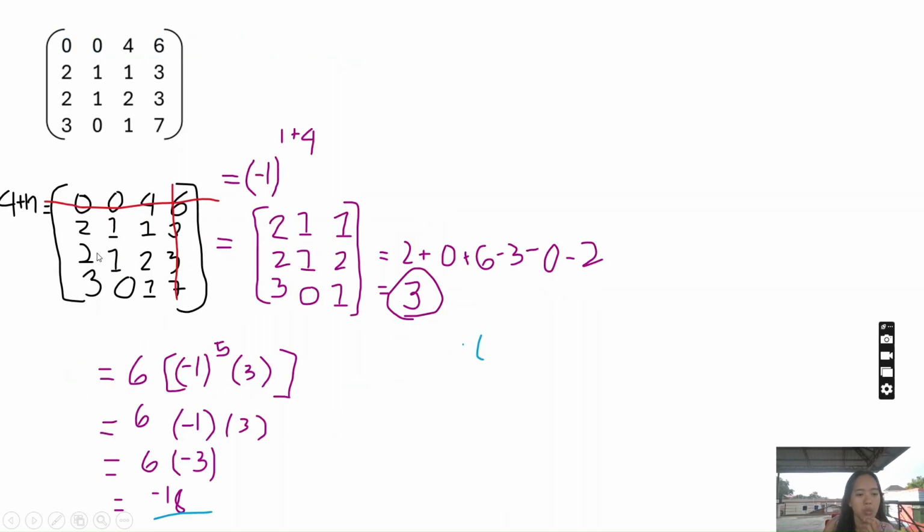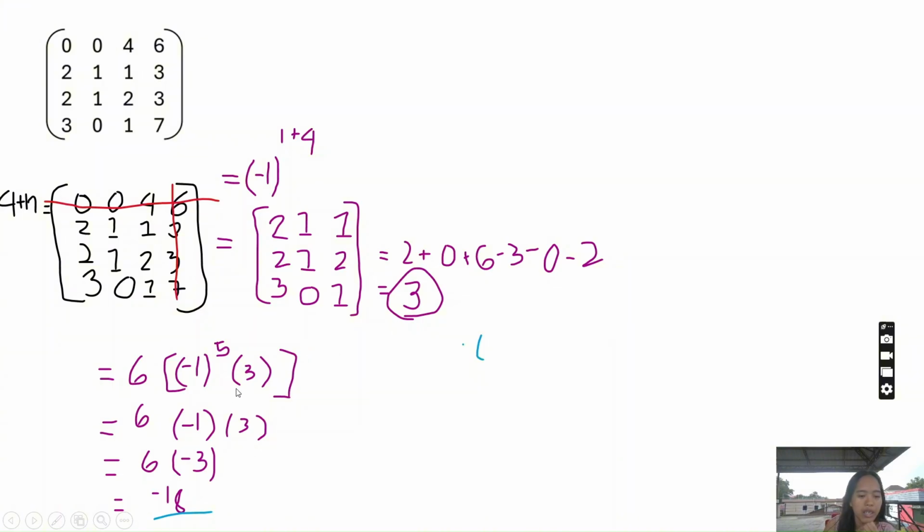So down to the last one. We have to cover the first row and last column. So the remaining numbers, we have to copy and then solve by multiplying diagonally. And then we will obtain the solution 2 plus 0 plus 6 minus 3 minus 0 minus 2. That would be equal to 3. And again, we need to input it in our basis.